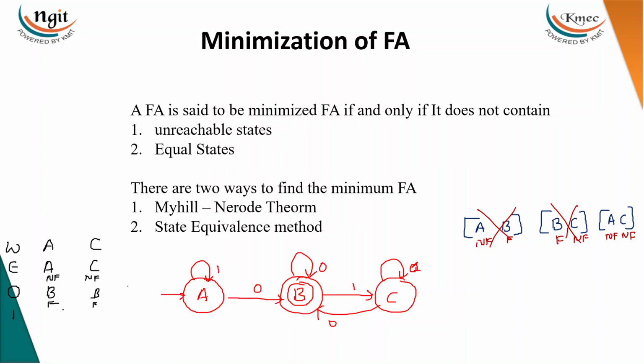A on 1 we are going to A, B on 1 we are going to B, C on 1 we are going to C. Both are non-final. Like that, till how many do we have to check? How many states do we have? 3. Then you can go for 2.